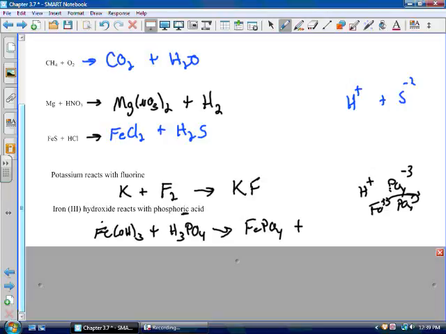H is going to go with OH. H is +1. OH is -1 to form HOH. Now, HOH, you need to train yourself, that we'll see that a lot. HOH is the same as H2O. So when you have that, you should always write it as H2O.